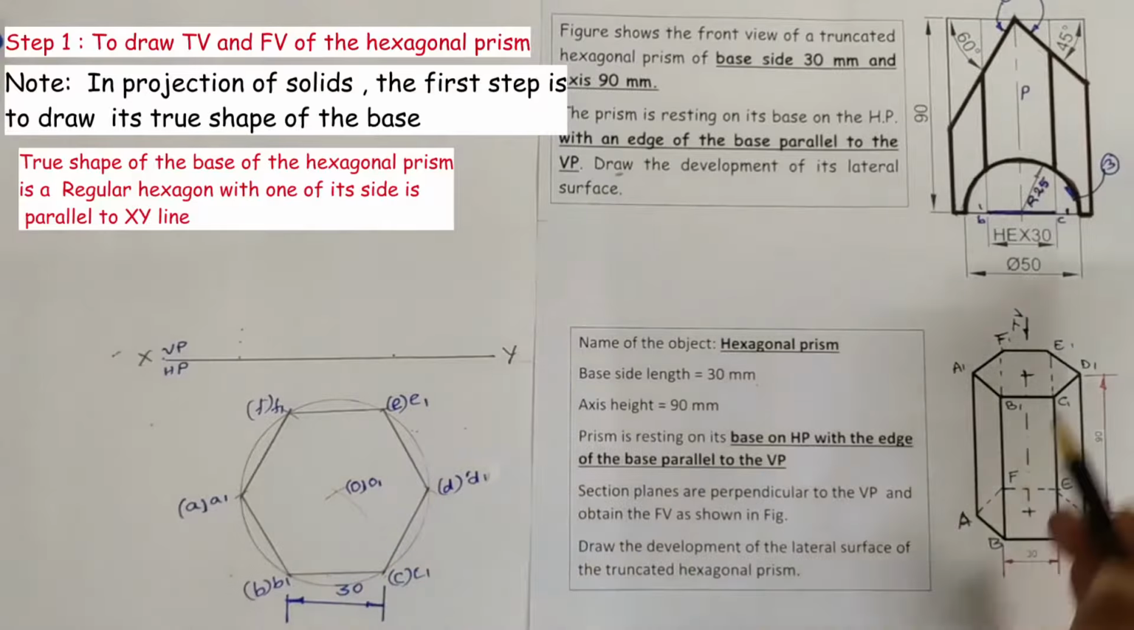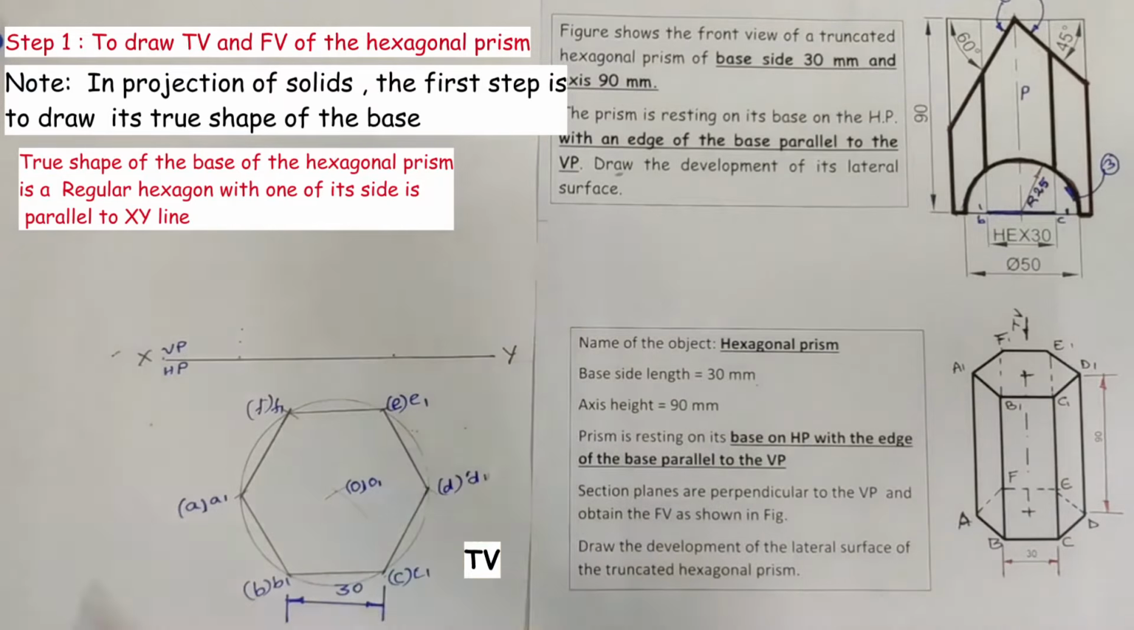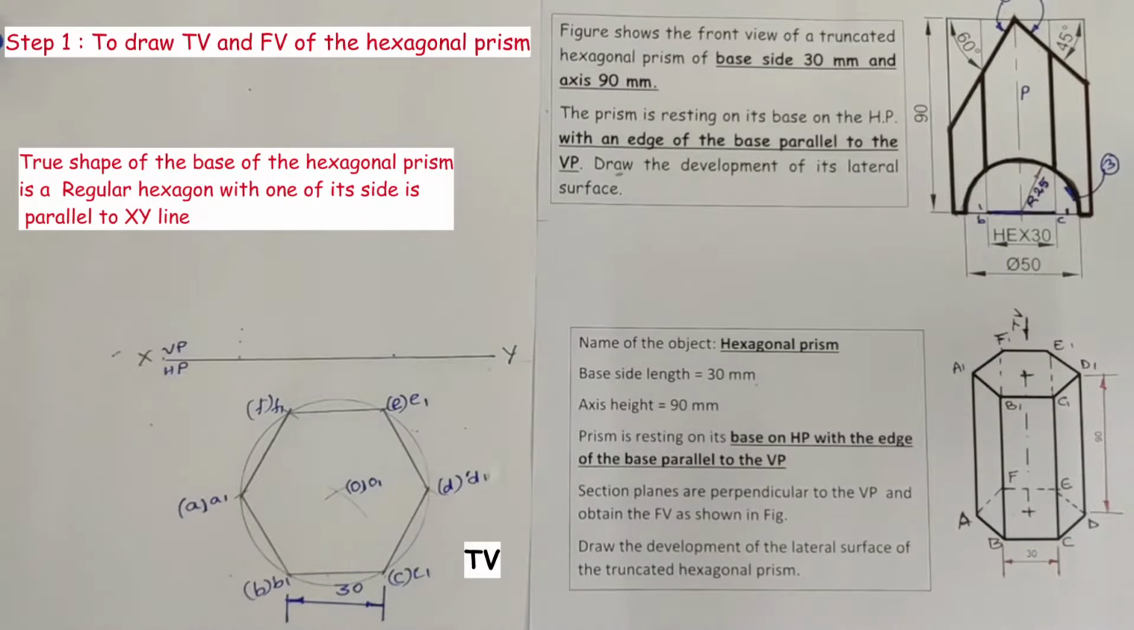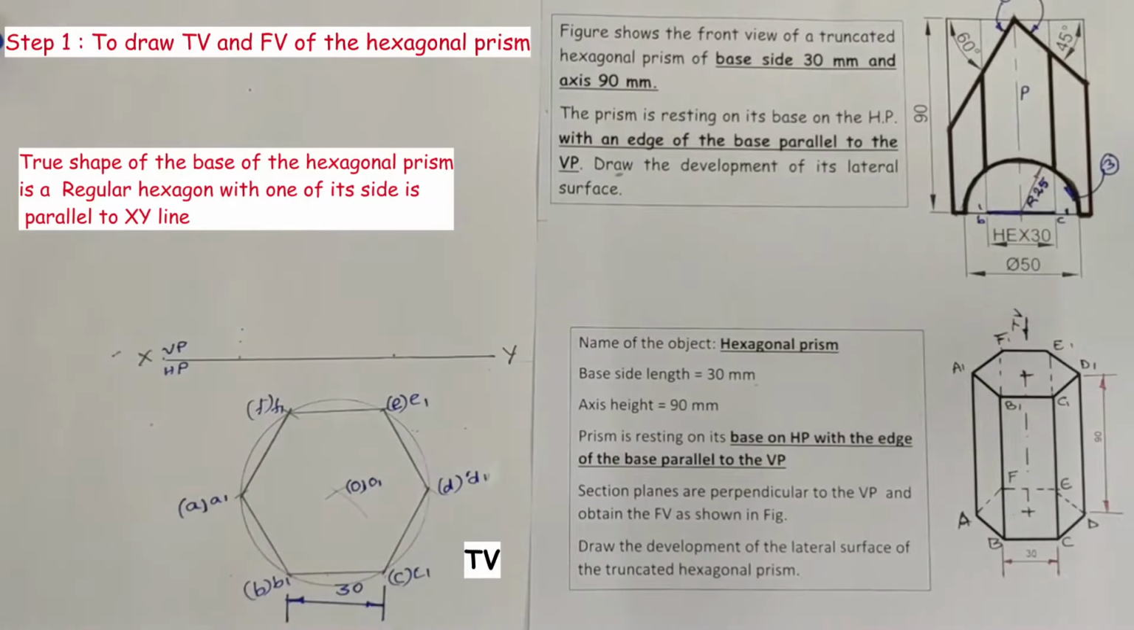This is the top view of a hexagonal prism when it is resting on its base on HP, so that one of its base sides, say BC, is parallel to VP. Here A, B, C, D, E, F are the bottom base corners, and A1, B1, C1, D1, E1 and F1 are the top base corners of a hexagonal prism.